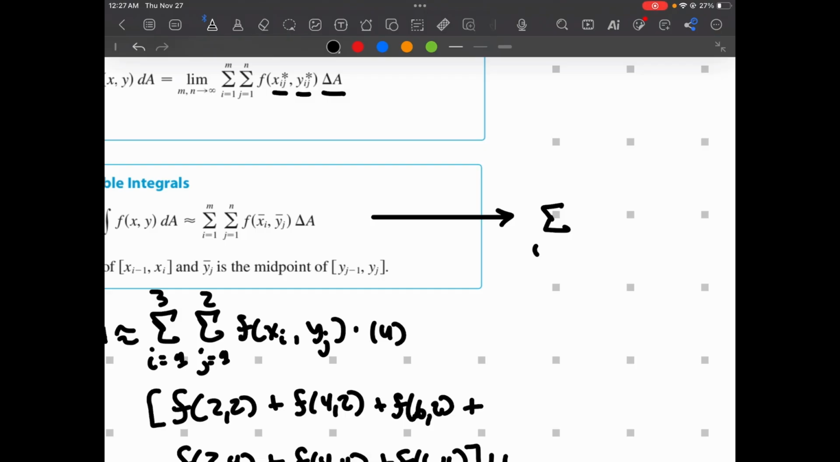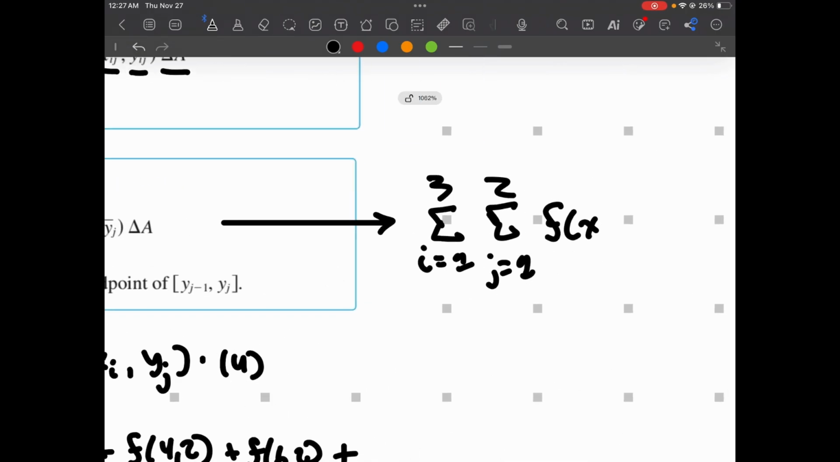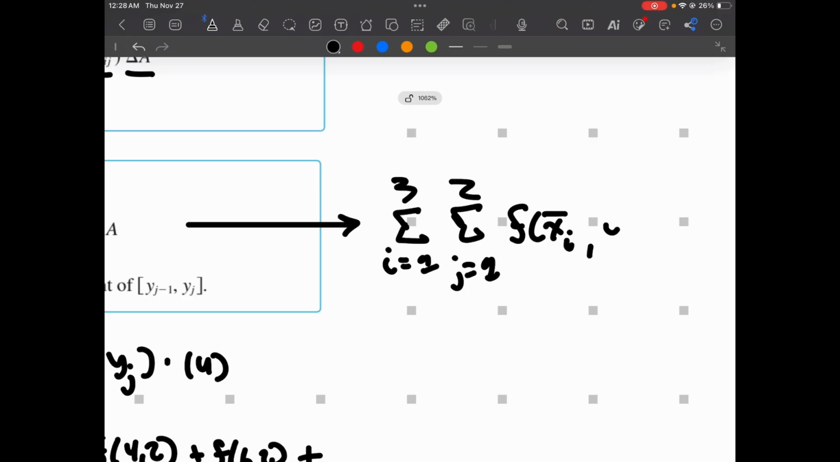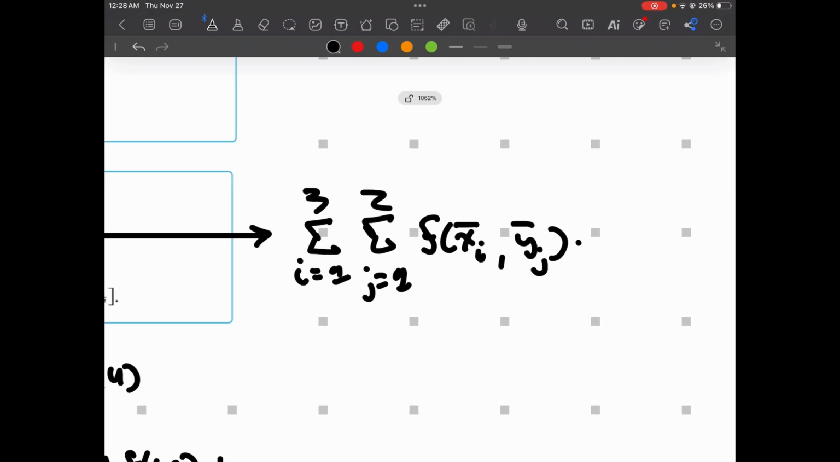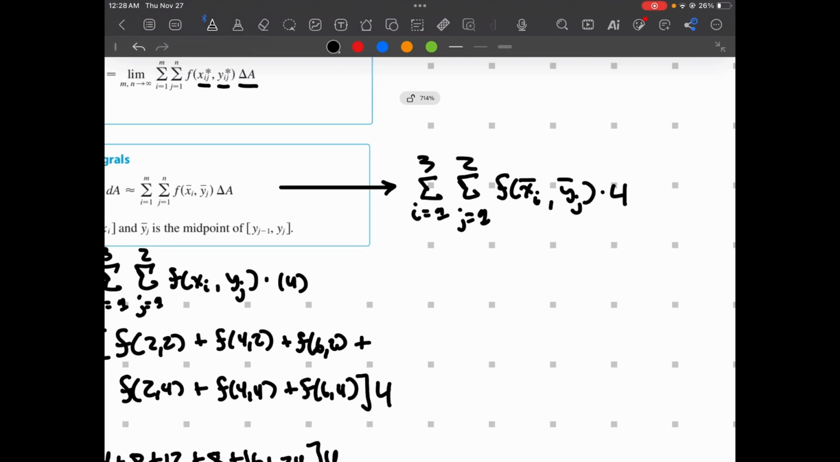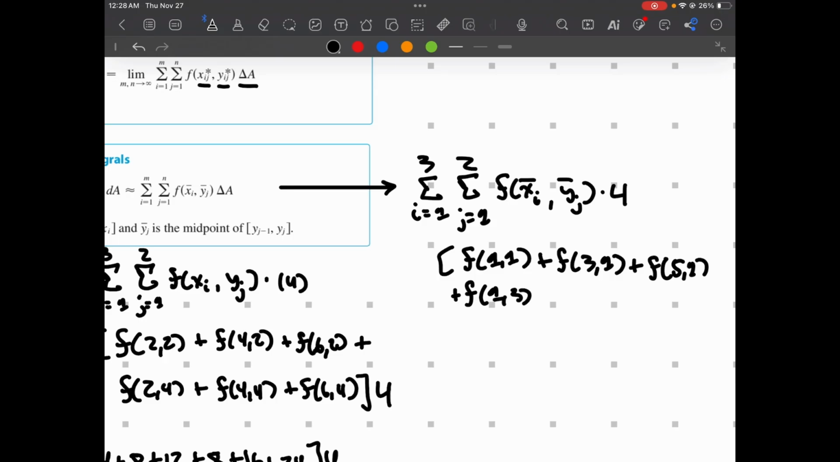The summation of i equals 1 to 3, and with the summation of j equals 1 to 2 is equal to f of x bar sub i, y bar sub j times 4. And we found our points to be 1, 1, plus 3, 1, plus 5, 1, plus 1, 3, plus 3, 3, plus 5, 3.